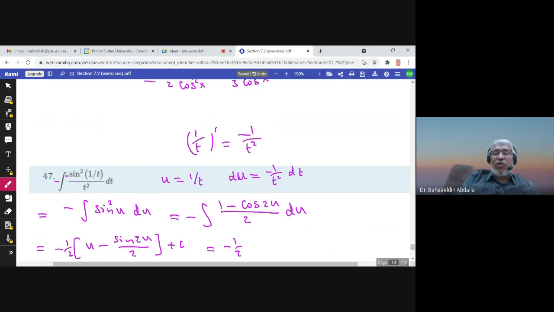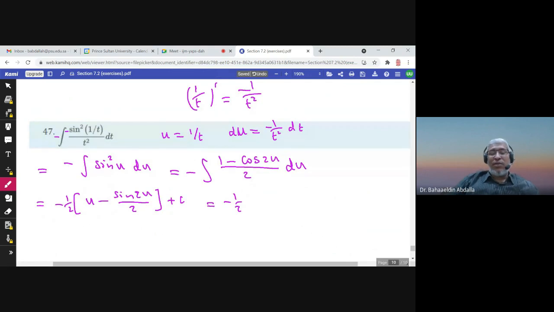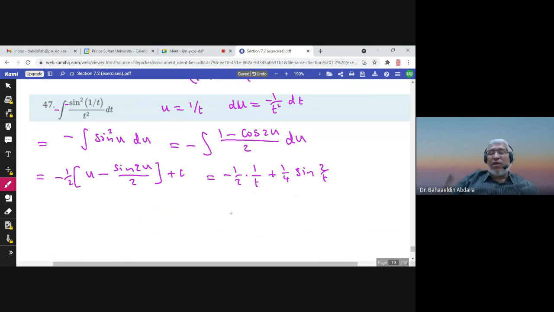But what is u? It is 1 over t. Minus half times minus half plus 1 over 4 sine 2u. But what is u? 1 over t. So that's the final answer. Negative 1 over 2t plus 1 over 4 sine 2 over t plus c.